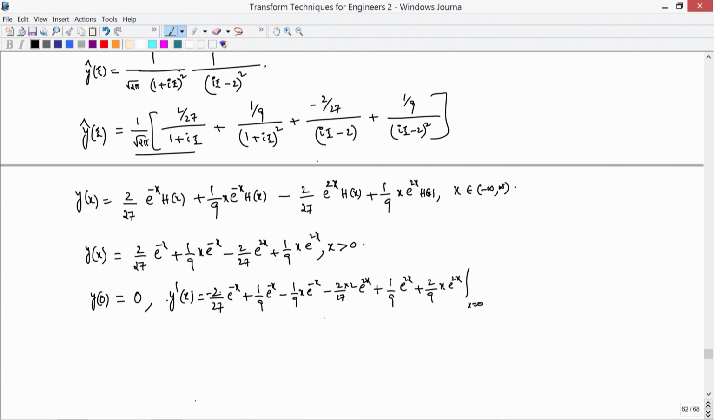Now, if you put x equal to 0, what you get is y'(0) equals minus 2/27, and you have plus 1/9, and here minus 4/27, and you have 1/9, and this is actually the same as 0 again. So, minus 6/27, there is 2/9, already you have 1/9, 1/9, that is 2/9, this is 0. So, both the conditions are satisfied, this is what we verified.